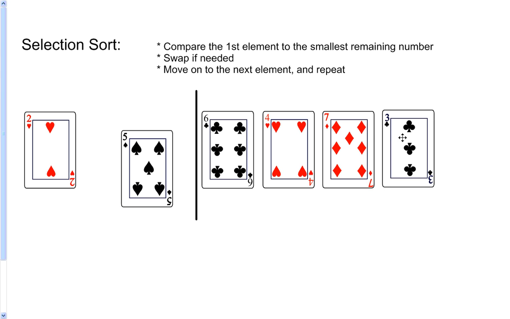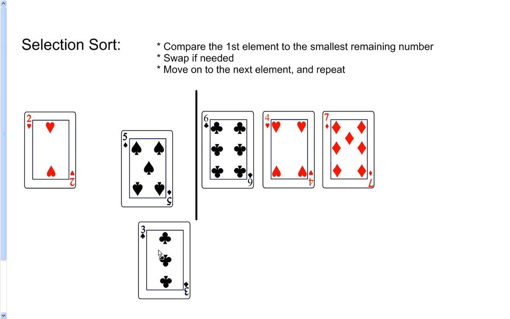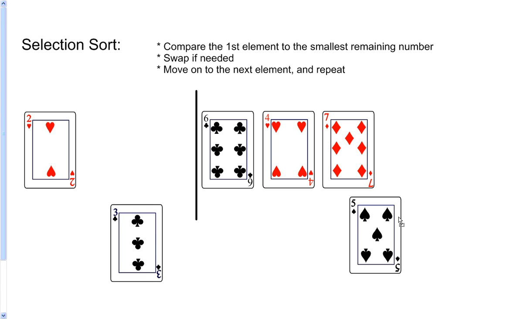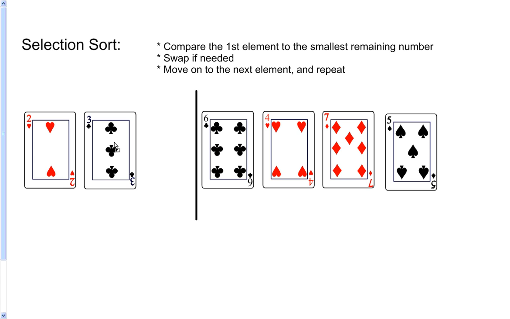And the smallest element remaining is the 3. Should these be swapped out? The answer is yes. So the 3 and the 5 get swapped out, like this. Okay, we're swapping. And now we have 2 elements in order, which each pass we get another element in order.